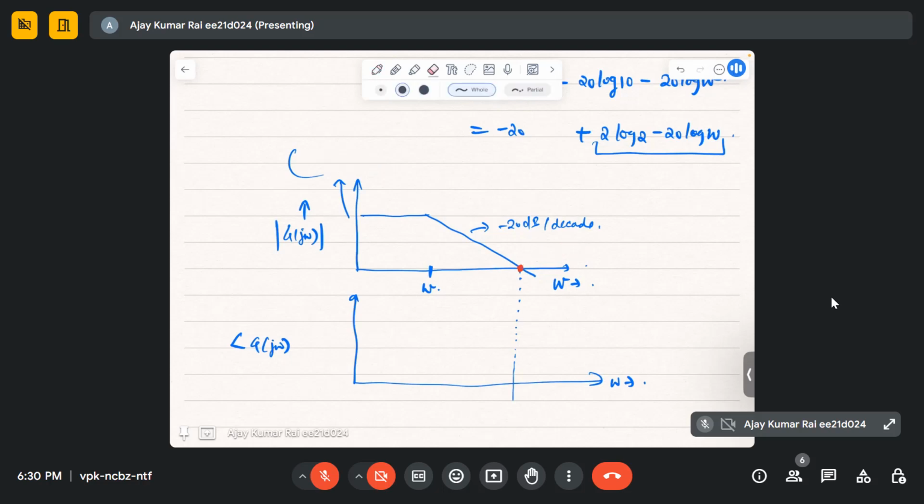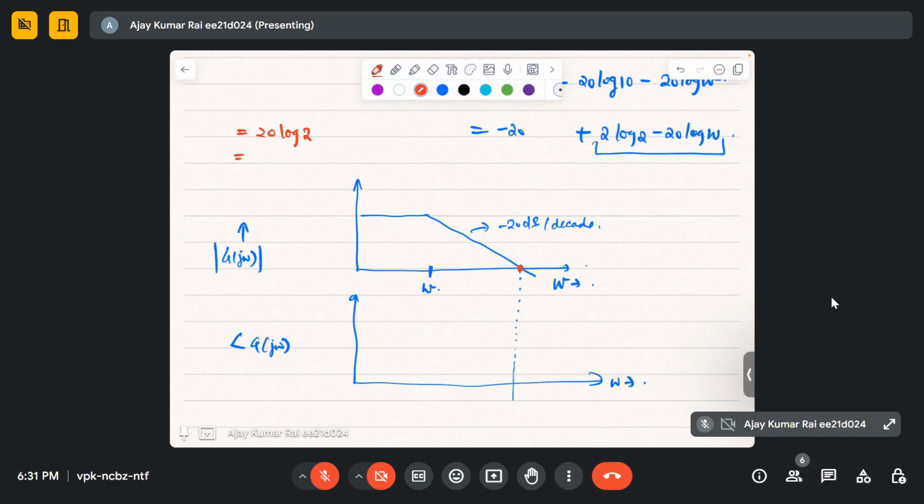Okay, so 20 log of something is negative, right? What is 20 log of 2? Can you find out? This is base 10. We'll get some value. What is that? Sir, 0.6. Okay, this is 0.6 dB.